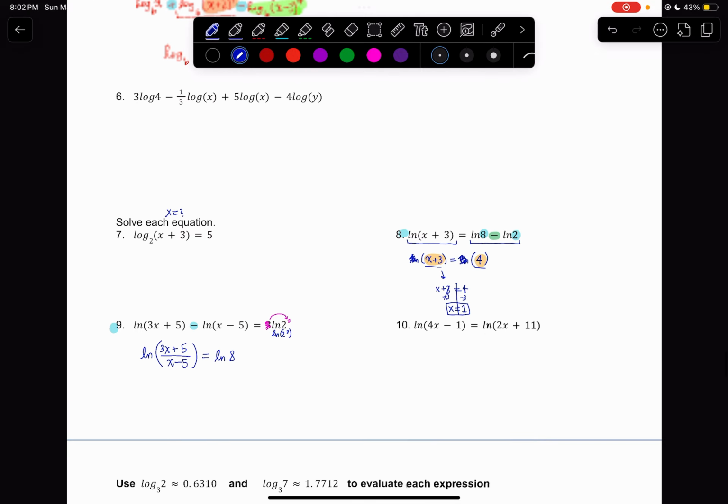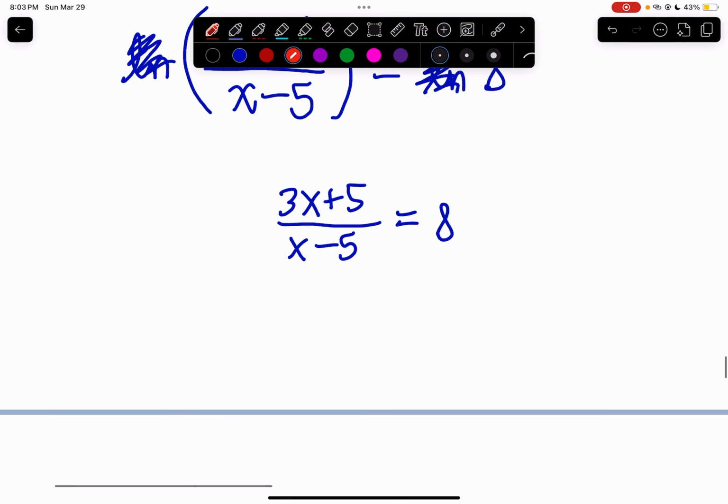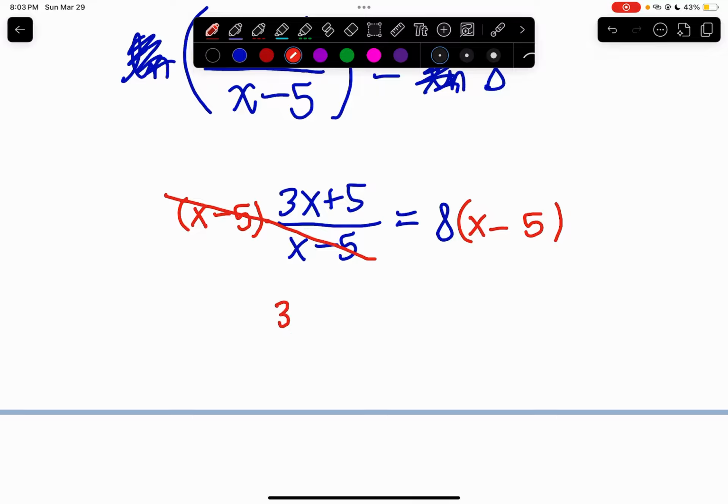Okay, just like on number 8, the natural log part already matches. I need for these to match. So my equation now says (3x plus 5) over (x minus 5) equals 8. I need to get x by itself. So here's what we're going to do. I need to multiply both sides by the denominator of this fraction, which is x minus 5. And the reason I do that is because now this cancels out, and I'm left with 3x plus 5. And then on this side, I get 8x minus 40.